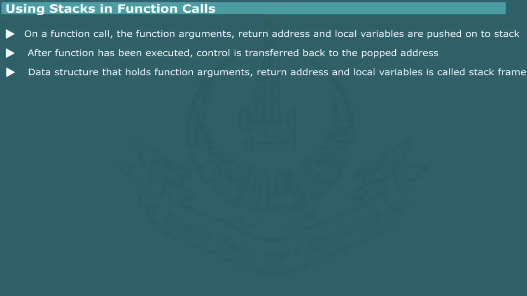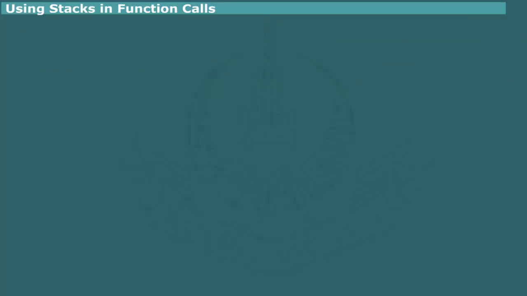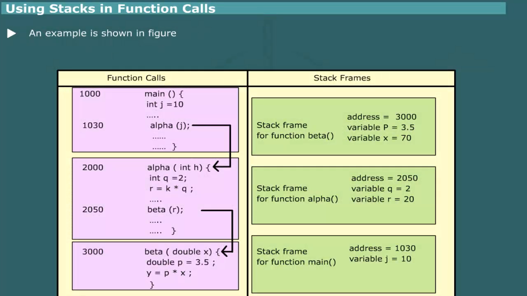A data structure that holds the function parameters, local variables, and the return address is commonly known as a stack frame. Almost all compilers for high-level programming languages make use of stack frames to process function and subroutine calls. An example of function calls and the working of a stack frame is shown in the figure.